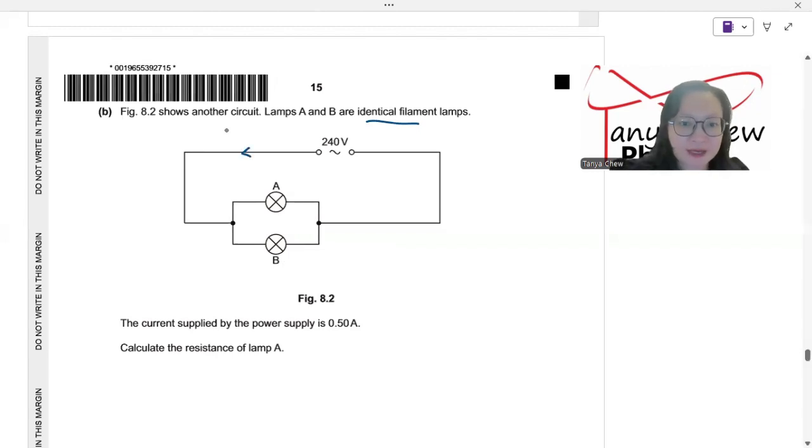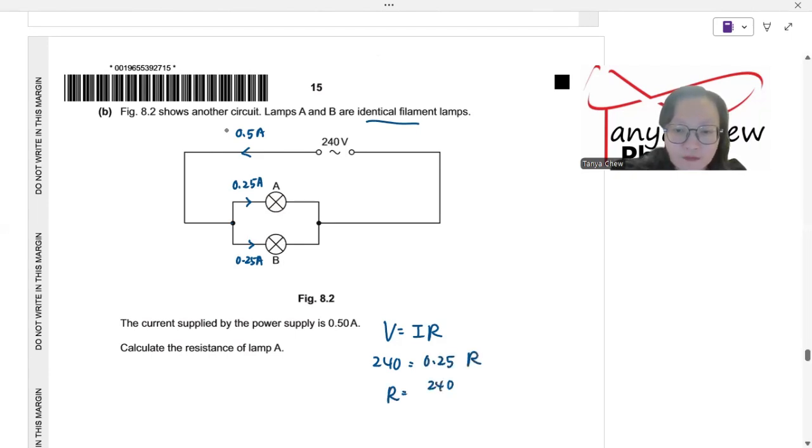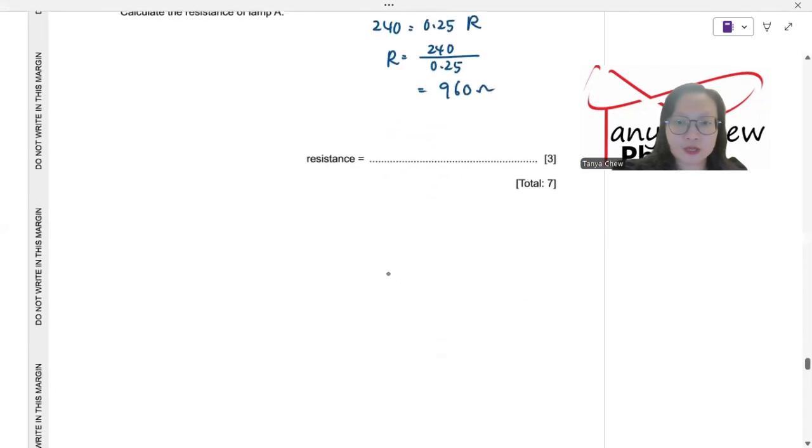The current supplied by the power supply is 0.5 ampere. Do you see a junction here where the current splits? Since these two lamps are identical, they have the same resistances, therefore the current will split in half, 0.25 ampere and 0.25 ampere. Now calculate the resistance of lamp A. So I just use V equals IR. V is 240. Why? Because lamps A and B are connected in parallel, so they share the same potential difference. I is 0.25, and calculate R. R is equal to 240 divided by 0.25, which is equal to 960 ohm. So 960 ohm is the answer.